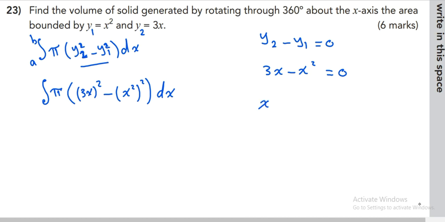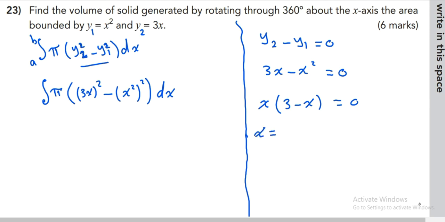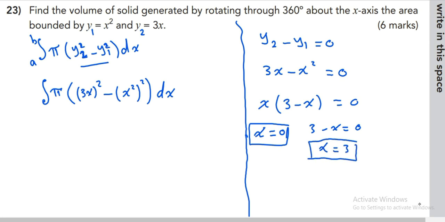Here, as we can see, there is a highest common factor, which is x. Here 3 minus x equal 0. So each part equal 0, either x equal 0 or 3 minus x equal 0. So this is the first value, and here x equal 3, it's the second value. So the bounds of integration are 0 and 3. 0 will be written down and 3 will be written up. Small number down and big number up. As we said, pi will be written outside the integration, and 0 to 3.